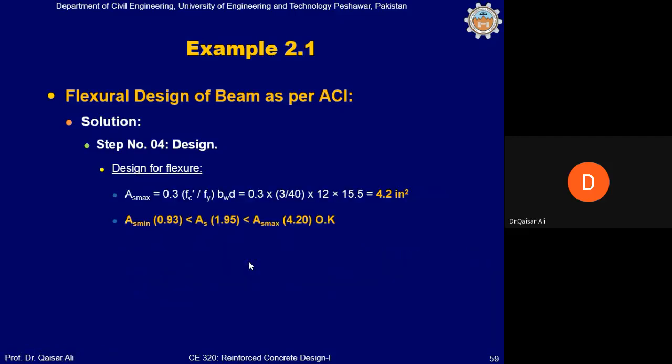Now finally, the value which we have calculated is As = 1.95 square inch, and this shall be less than As max and more than As minimum. What should we do? This is another question from all of you. If As that we calculate from this step comes out to be less than As minimum, what should we do? What should be our next step?